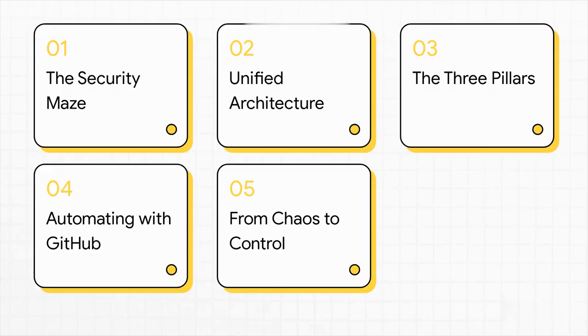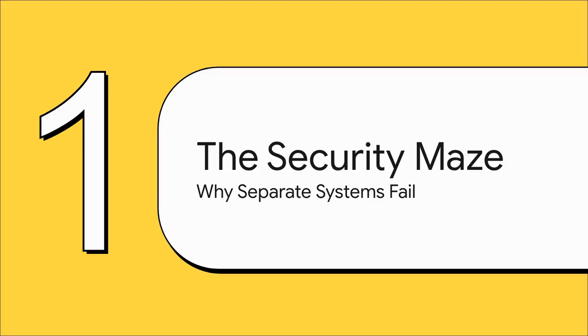So, what's our game plan? First, we're going to navigate the security maze that you're probably in right now. Then we'll lay out the unified architecture that gets you out. We'll break down the 3 security pillars that make it so strong, show you how to automate the whole thing with GitHub Actions, and finally, talk about what it feels like to go from total chaos to being in control. All right, let's kick things off with the problem itself. Why is the default way we do multi-cloud security just fundamentally broken?